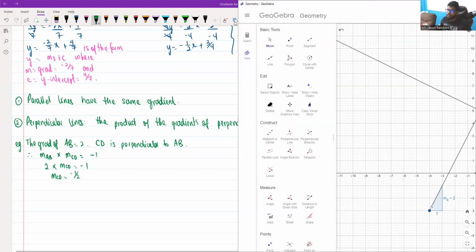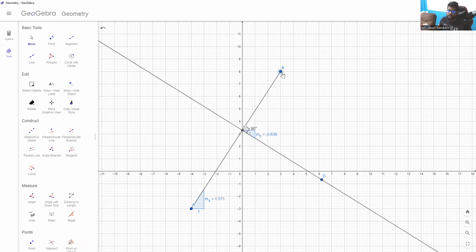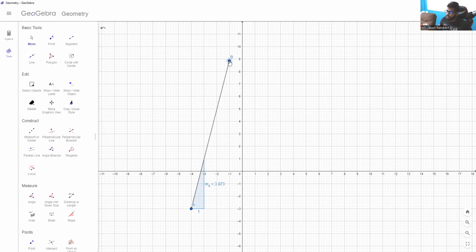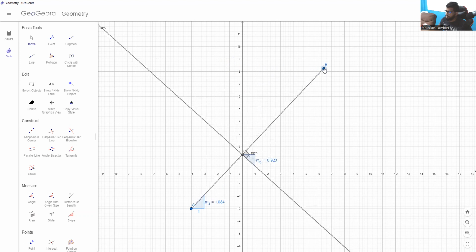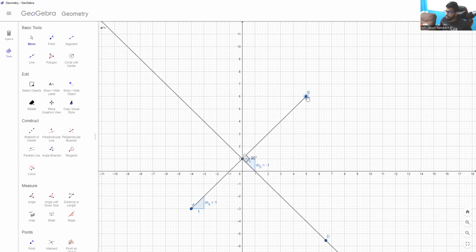So if I come back on GeoGebra and I figure out what the gradient of this line is, it is indeed -0.5. So every single time, m4 by m5 is going to be equal to -1. If I do this, m4 by m5 is going to give me -1. Now, these are approximations here. I'll try to get some better, nicer numbers. -1.